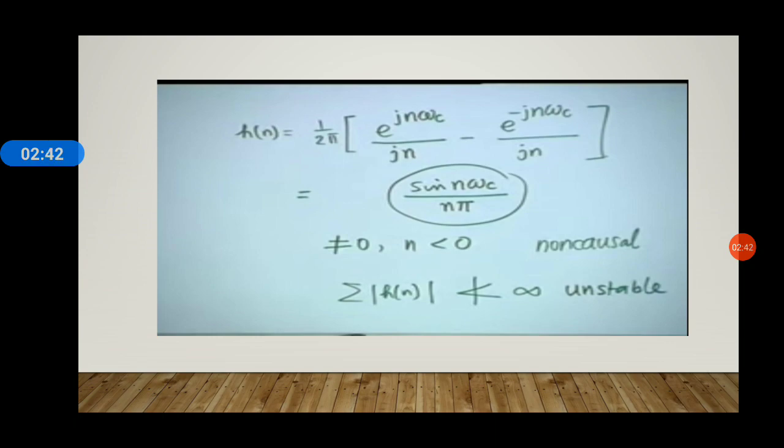And in fact, it is not even a stable system because the summation of |h[n]| is not less than infinity. That is, it is an unstable system. So from now onwards, we know that an ideal low pass filter is good to visualize theoretically, but practically it is not a stable or causal system, or not a practical system.